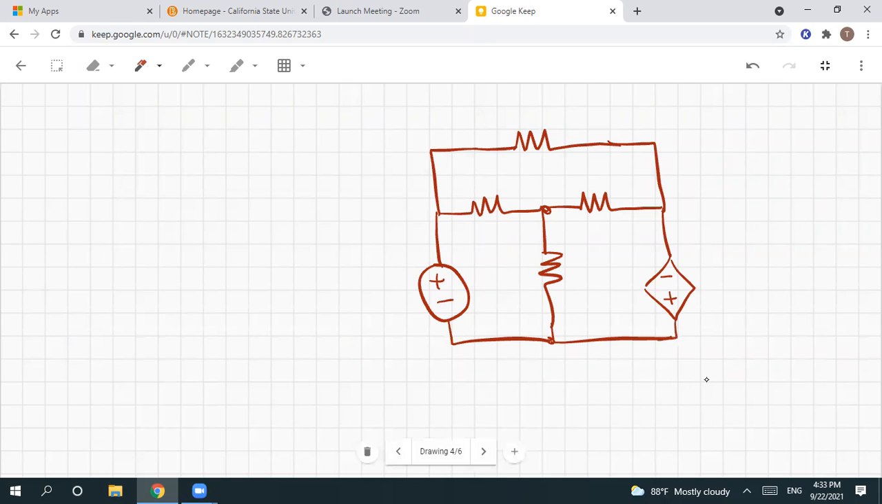So this voltage source is 10 volts. This resistor is 10 ohm. This resistor is 20 ohm. The upper resistor is 30 ohms. And in the middle, we have 40 ohms. And this voltage source is 20 I delta. And here is I delta. Okay. So we need to solve this circuit.